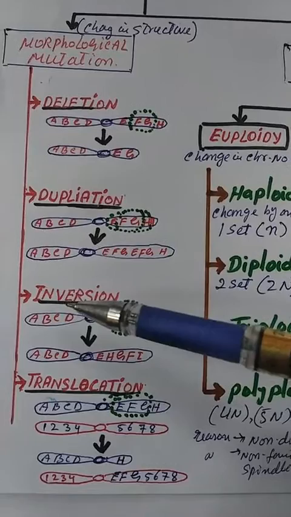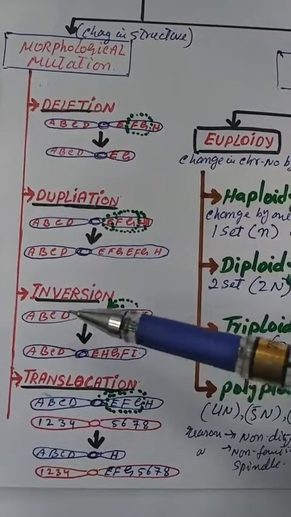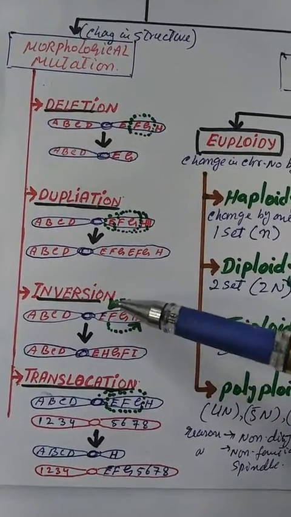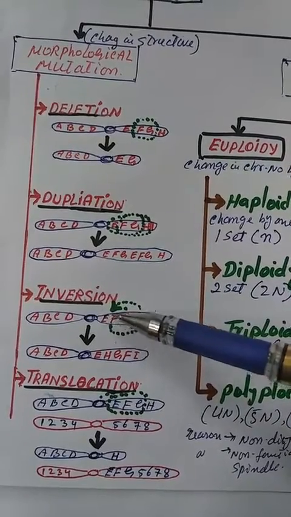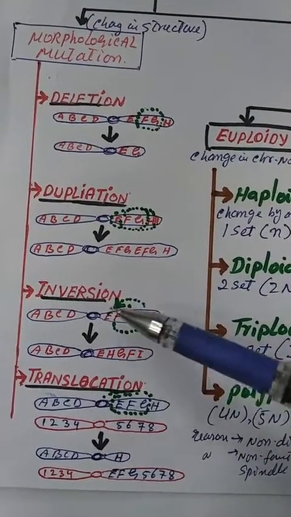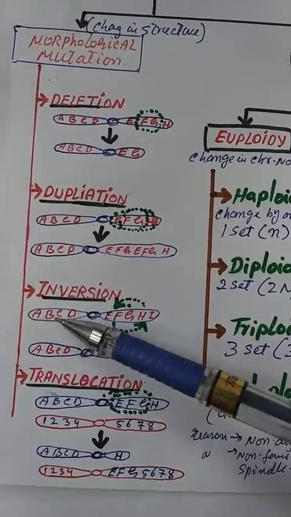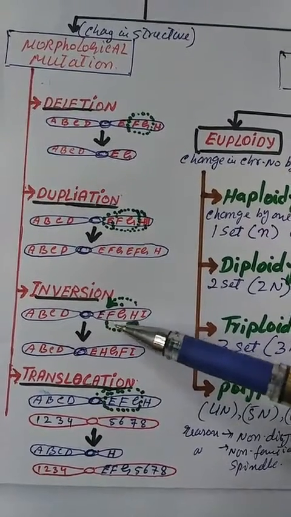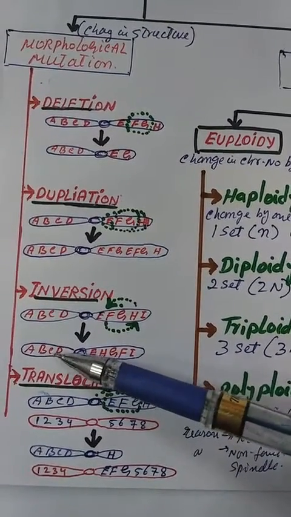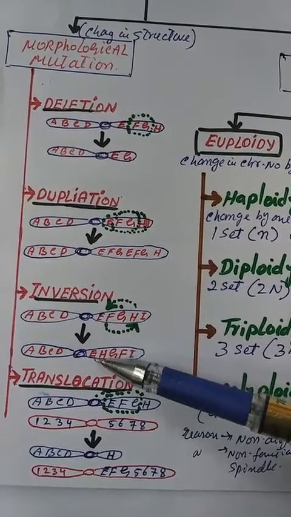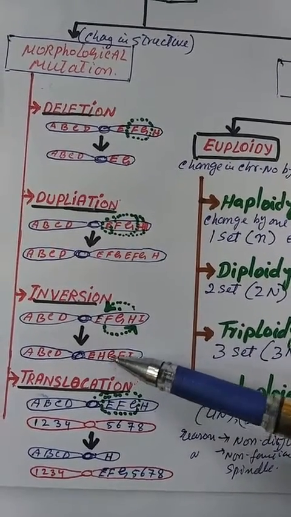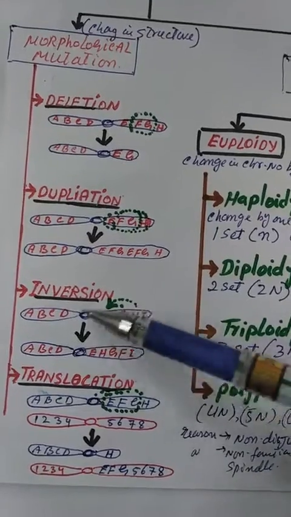Then the third type is inversion. Inversion is a type of chromosomal aberration in which a part of the chromosomal segment gets inverted by 180 degrees. For example, here the chromosome having the genes A, B, C, D, E, F, G, H, I develops inversion in the part FGH to form A, B, C, D, E. Then in the inverted segment, instead of FGH, we get HGF. This is the example of inversion.